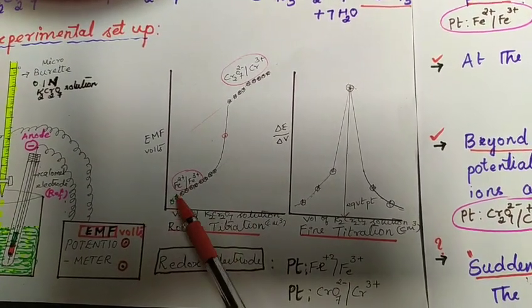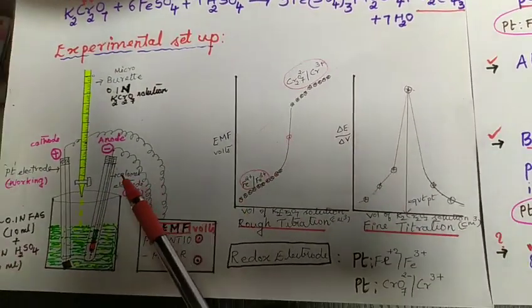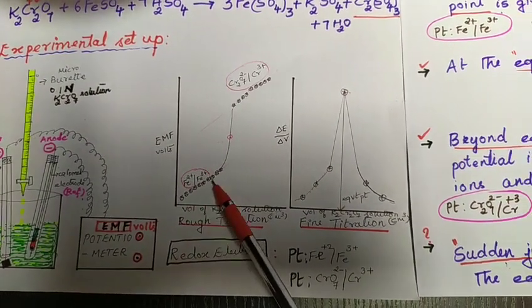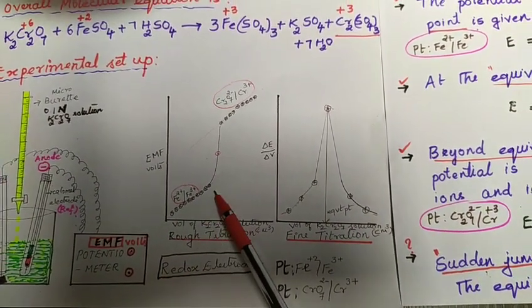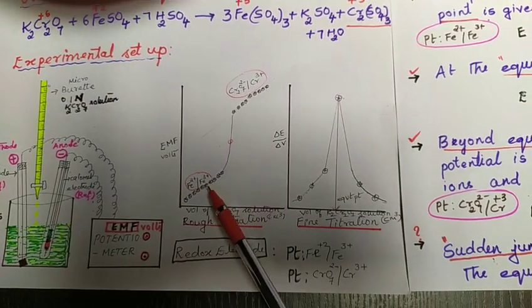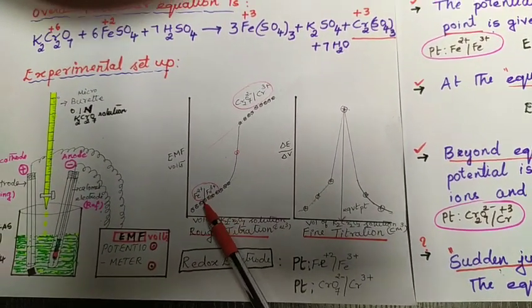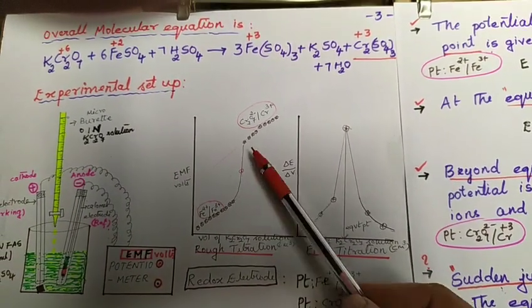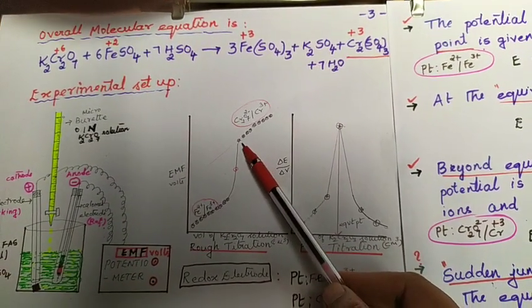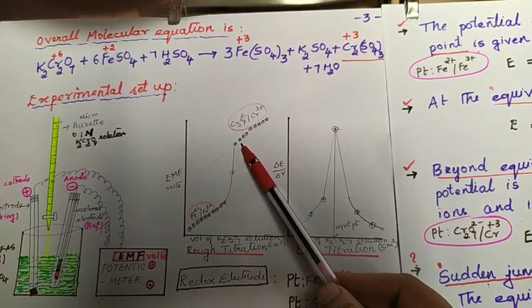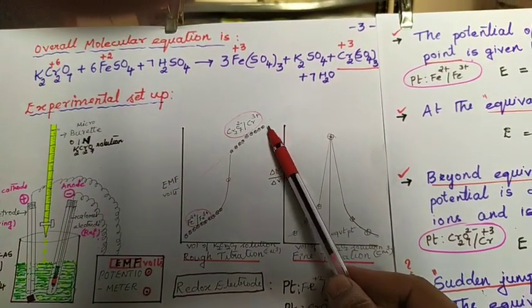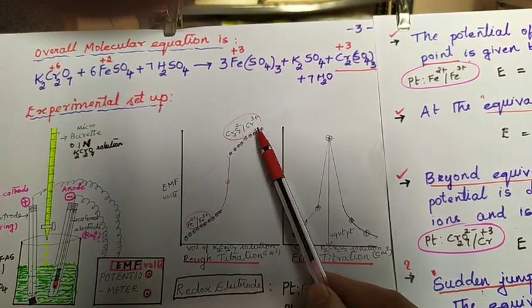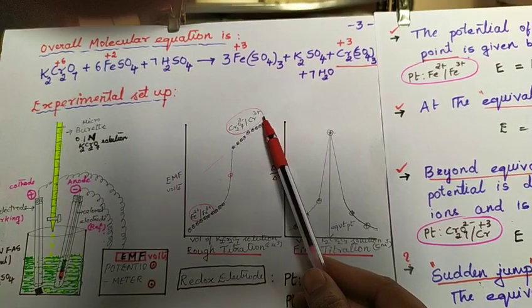The initial increase in the potential, that is, when you add dichromate to FAS, the potential increases gradually. This initial increase in the potential is mainly due to the formation of the redox couple Fe2+ bar Fe3+. At the equivalence point, there is a sudden jump in the potential, and after the equivalence point, the potential again increases gradually due to the formation of the redox couple, that is, chromium in +6 state and chromium in +3 state.